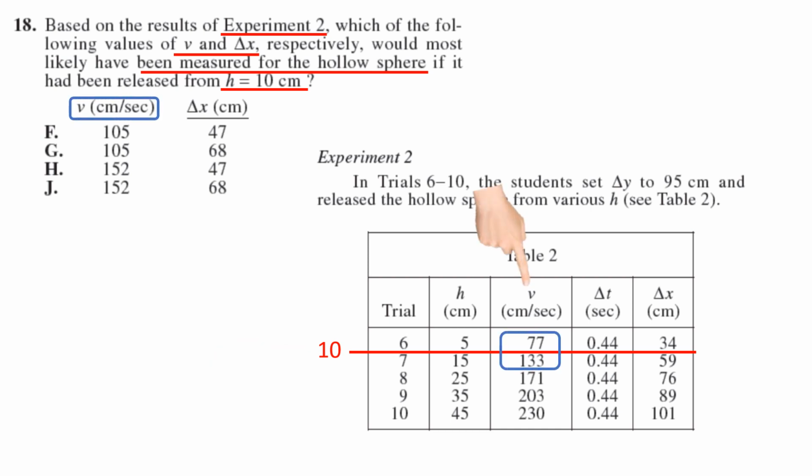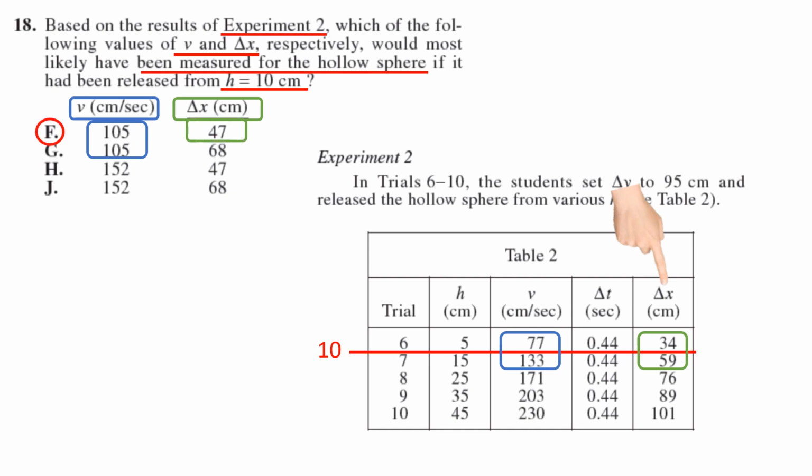The velocity is going to be between 77 and 133, so that has to be 105. And the X is going to be between 34 and 59, so it has to be 47. So your answer is F.